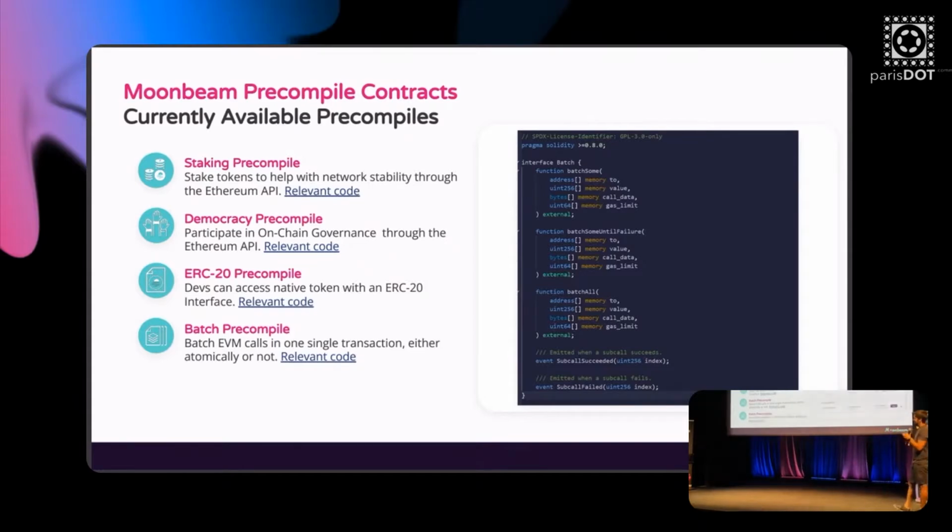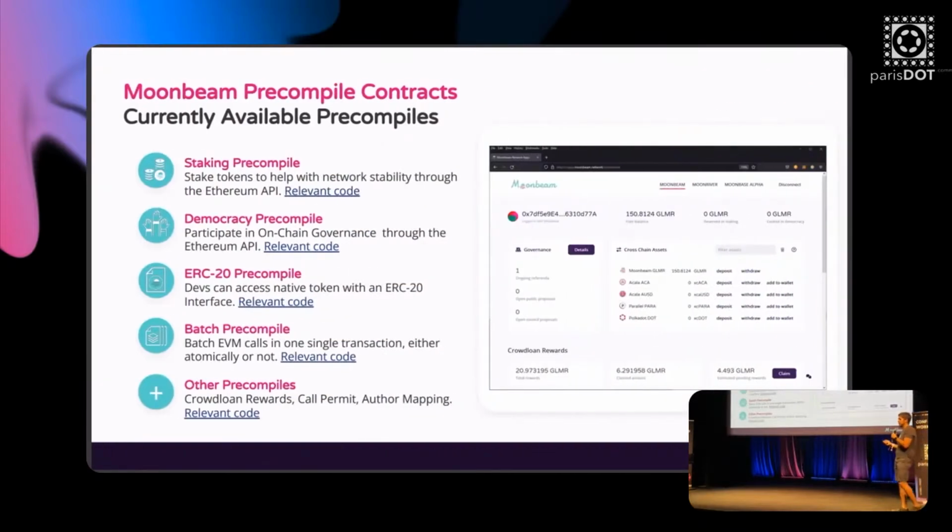And last but not least, like I mentioned before, if you've ever participated in the Moonriver or Moonbeam crowdloans, you go ahead into the Moonbeam dApp, and then you claim your rewards using this little nice button that you see here. And it starts, once again, an Ethereum-like experience with MetaMask and all these other wallets. And that's thanks to the crowdloan precompile. And we have others that I'm not going to mention.